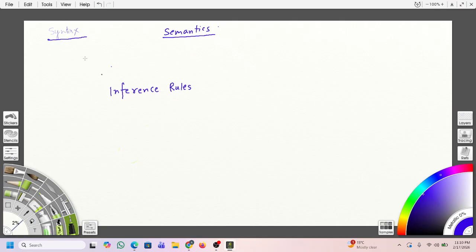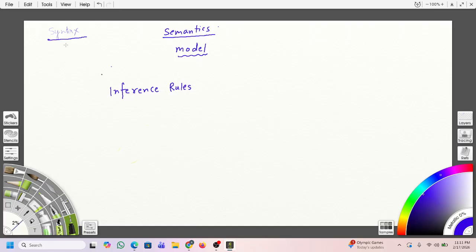Last class, we were studying that an interpretation function is something that binds formulas and models, right? And we also saw that the models reside in semantics land. That means I'm talking about a virtual land here, semantics land. Here it is syntax land, and here there are inference rules.